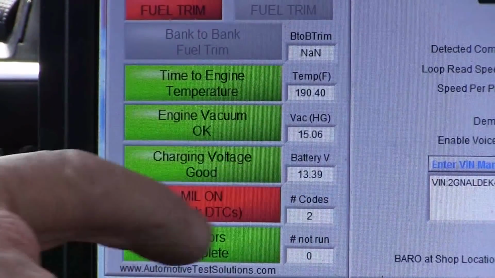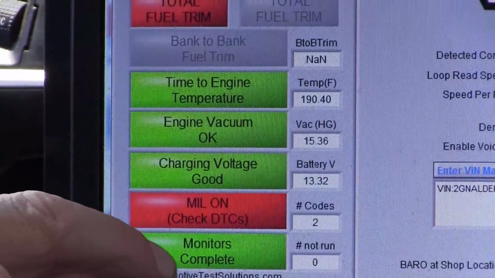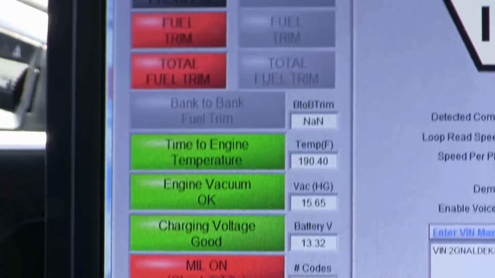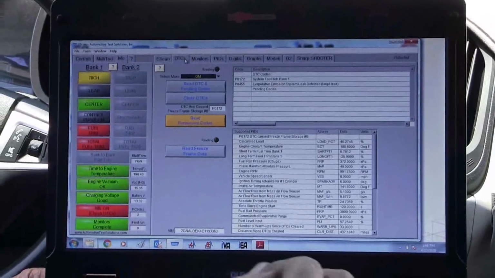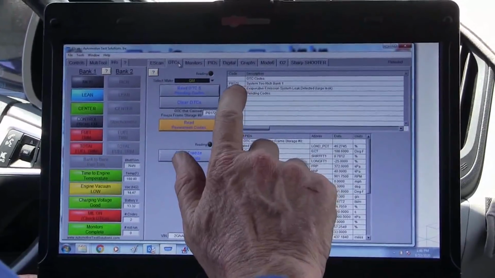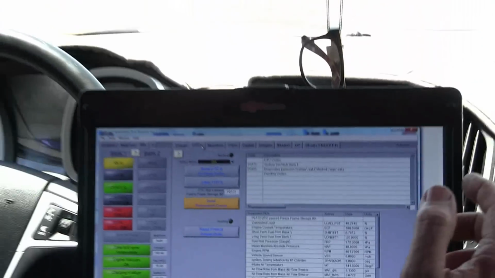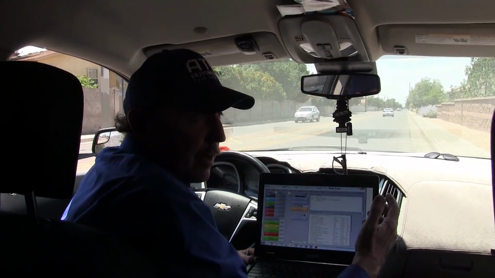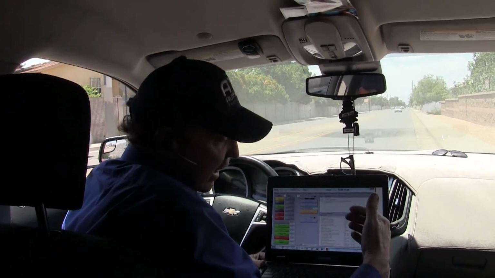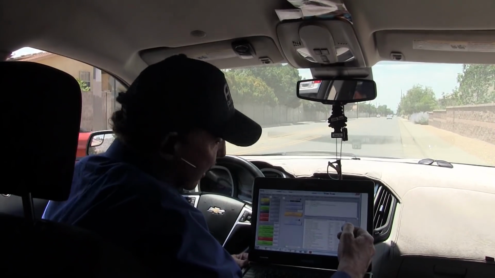We have 2 codes set, and no one has cleared the codes on this car. The monitors have been completed. So that's always great to look at. So now we can come over here and we see that we're too rich on bank 1, and that's why I'm here. The shop inspired me to take a look at this car because of the rich running condition.